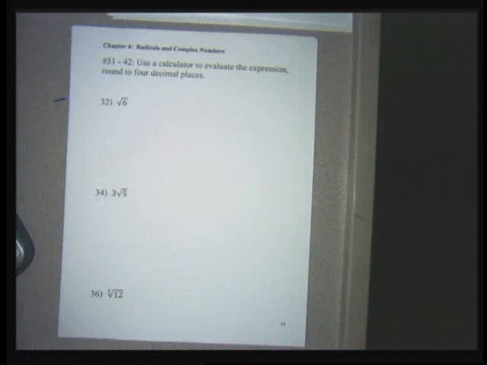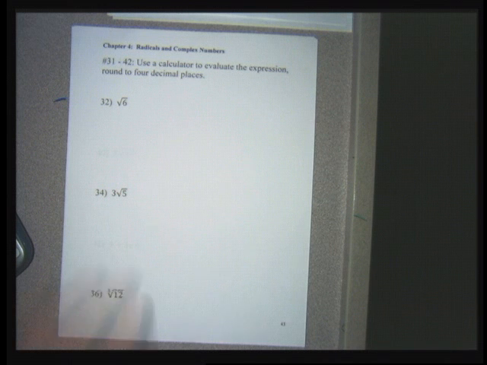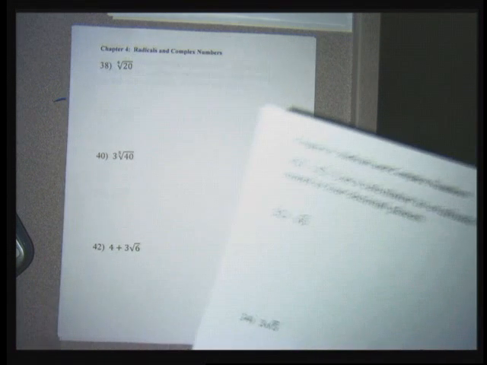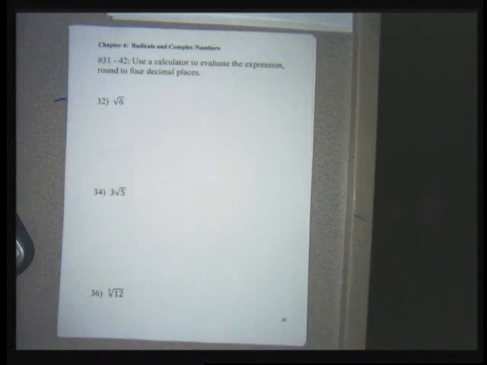The next few problems are asking me to give a decimal approximation for a radical. They all will come out to decimals, and it says round to 4 decimal places. So this is not terribly hard, other than you might have forgotten how to round.